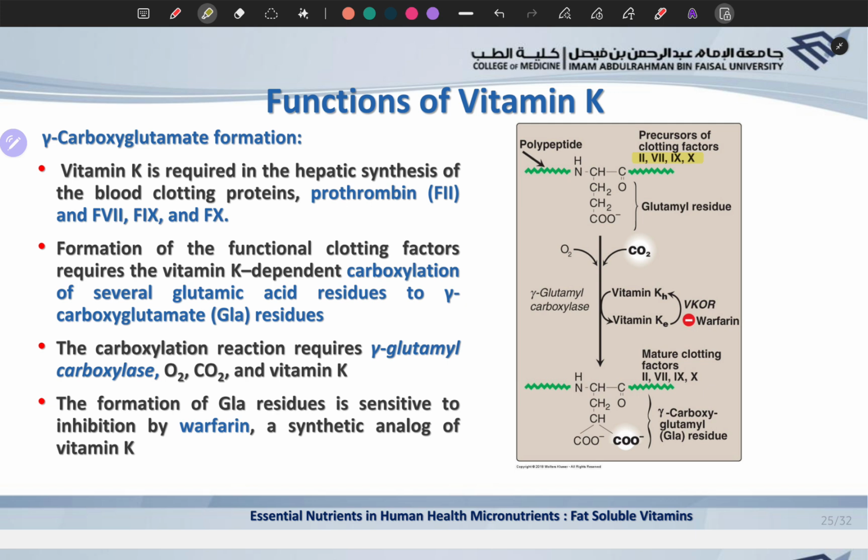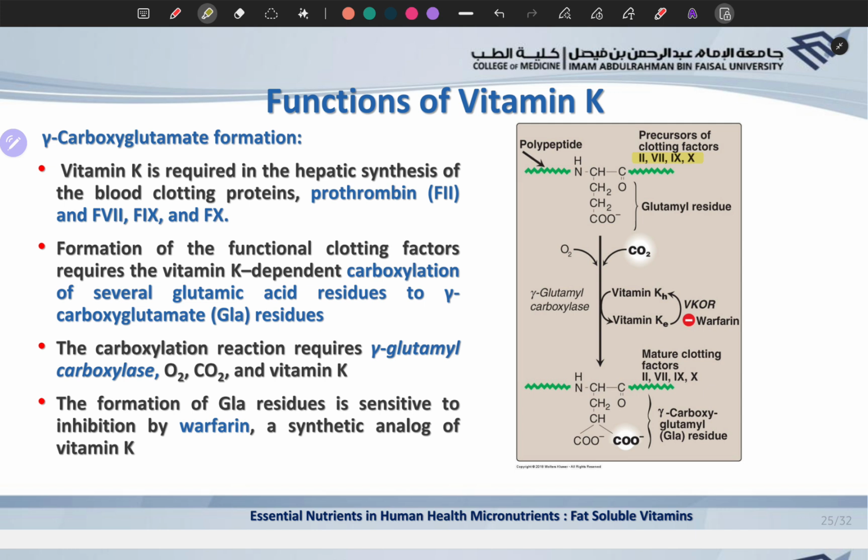The clotting factors which will be useful for clotting. So vitamin K is required for the hepatic synthesis of the blood clotting factors, that is factors 2, 7, 9 and 10. 2 is prothrombin, as I told you. Formation of the functional clotting factors requires vitamin K dependent gamma carboxylation. Carboxylation means addition of a carboxyl group. You see carbon dioxide getting converted to a carboxyl group and getting attached at the gamma position. Is it clear?